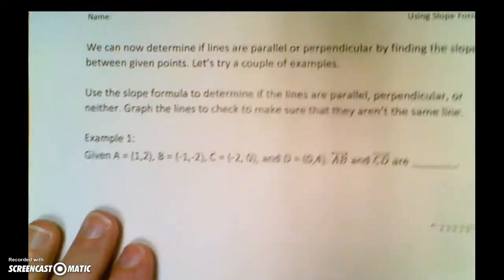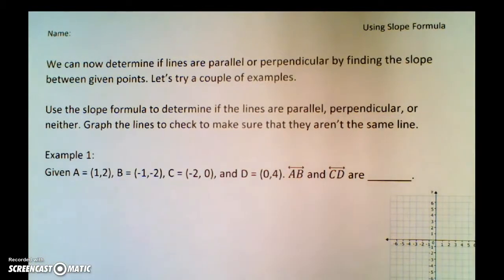So flip it over. So we can now determine if lines are parallel or perpendicular by finding the slope between the given points. So let's try a couple of examples. We're going to use the slope formula to determine if the lines are parallel, perpendicular, or neither. We're going to graph the lines to check to make sure that they aren't the same line.